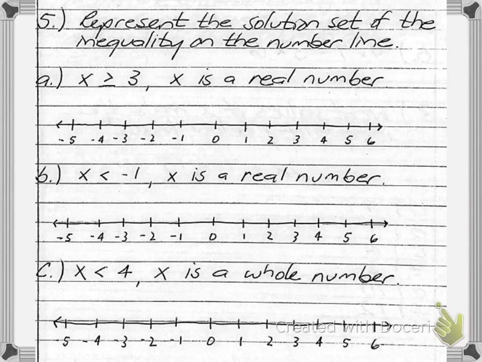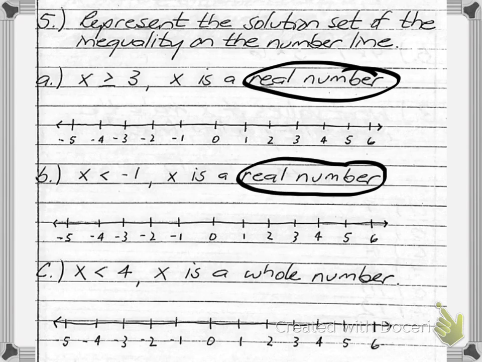Okay, for number 5, we want to represent the solution set of the inequality on the number line. So the first two ask about real numbers, which just mean pretty much any number including a fraction or a decimal. This one here talks about a whole number, and with our number system we have our natural or counting numbers, and we naturally start counting 1, 2, 3, and so on.